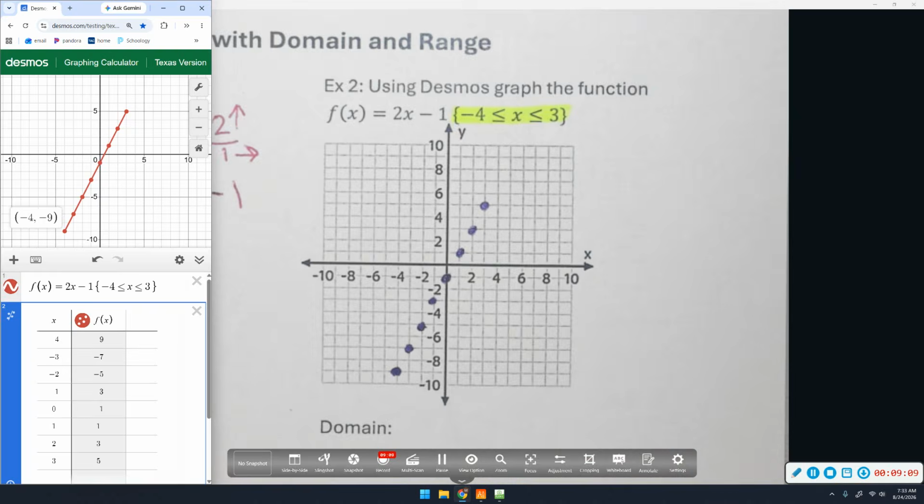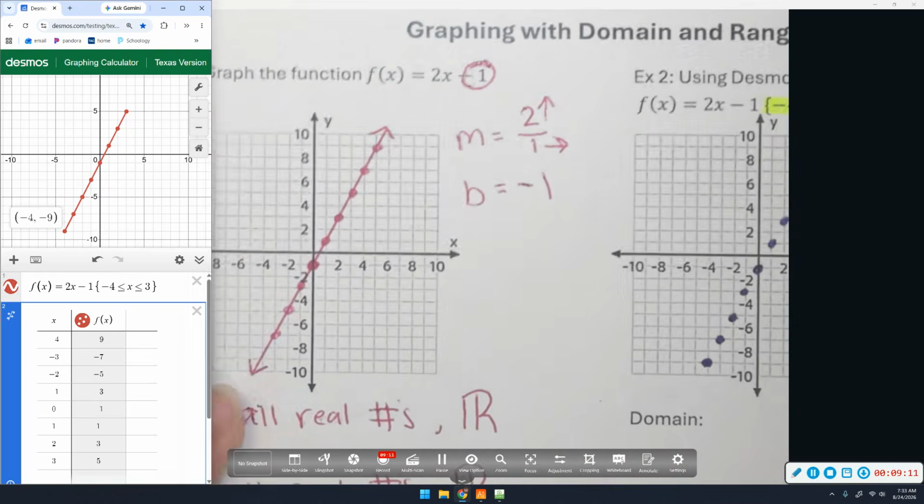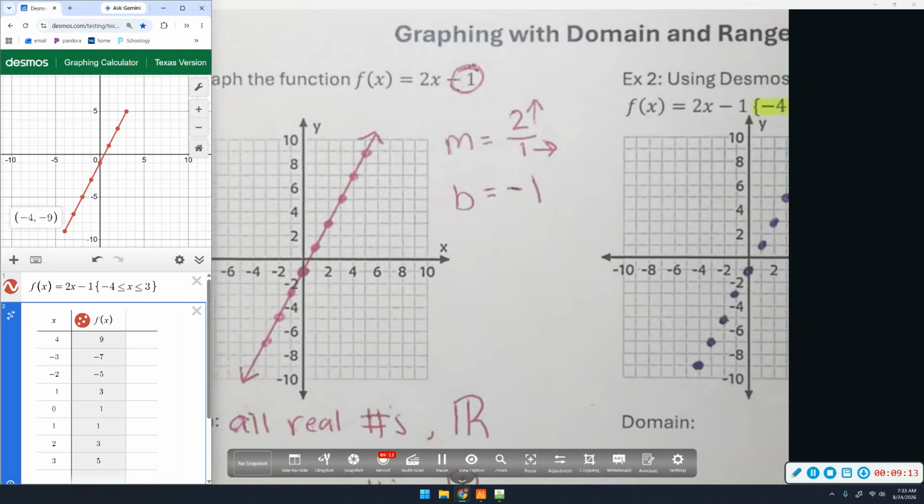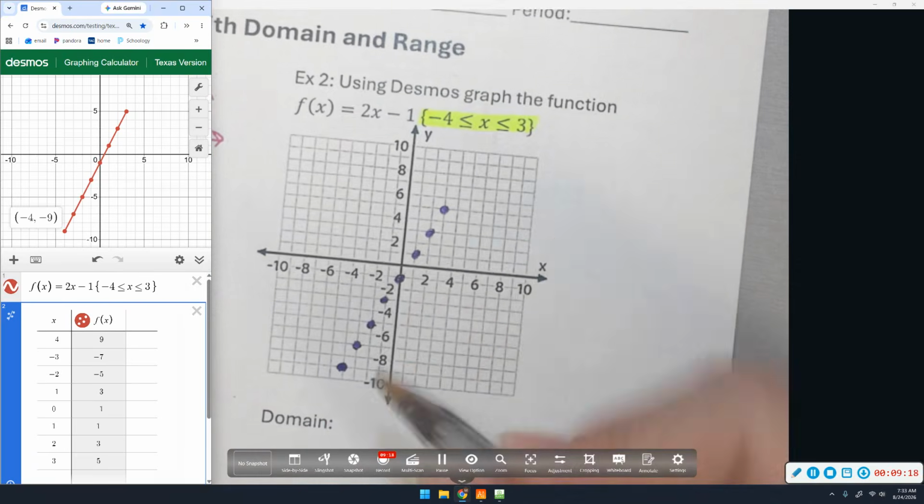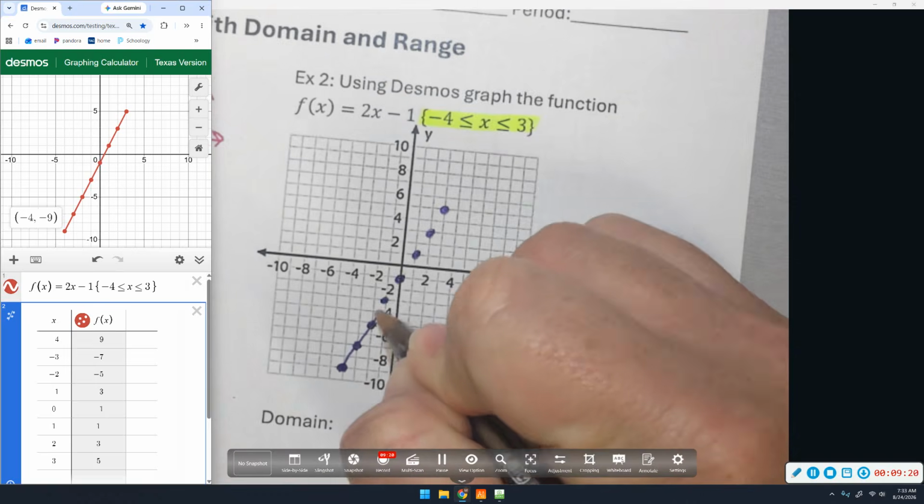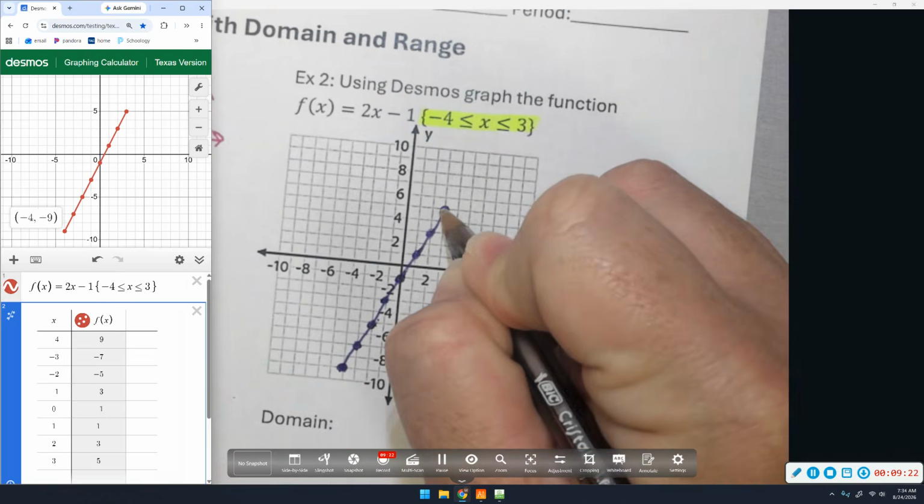Now, I've been stressing to y'all, like on this one, to draw the line forever and put arrows on the end. Am I going to do that here? Does this one go forever? No, so we're just connecting the dots. And then we stop.